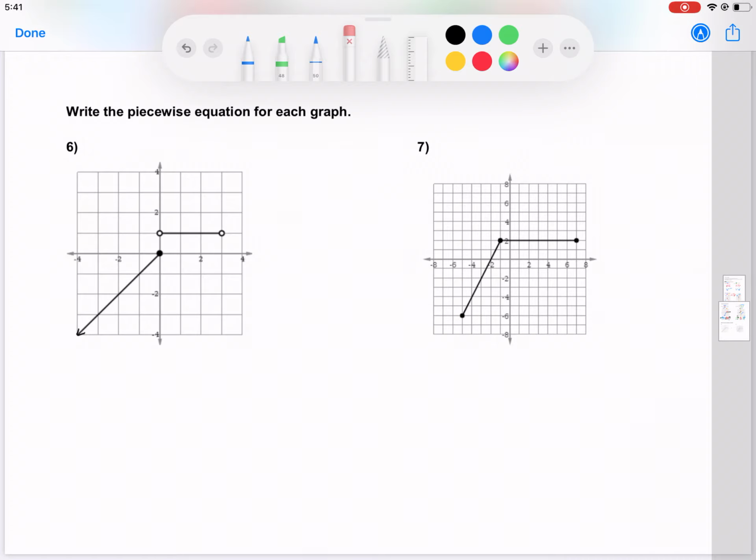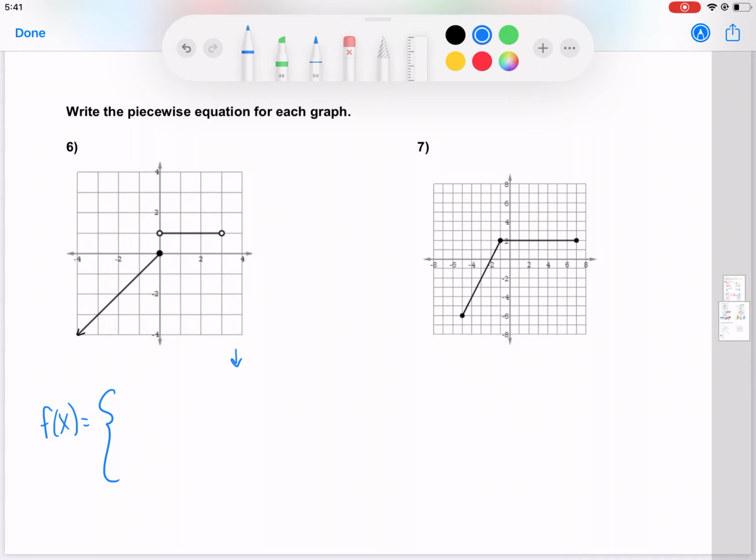Let's go ahead and talk about the process of writing a piecewise function. So first thing you're going to want to do is just write your f of x. And the first thing I do is I figure out my domain. So on this side, I don't figure out my equations first, I figure out my domain.